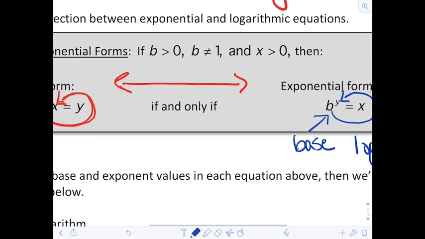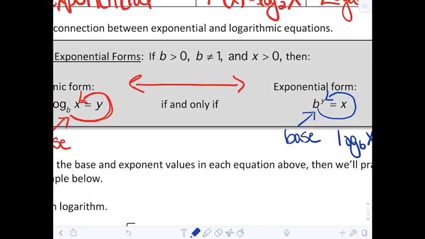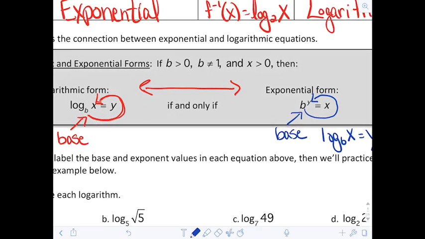Just to make it a little easier to understand, let's use some numbers so that we can really buy into this. Let's say 6 squared equals 36. We know that to be true.